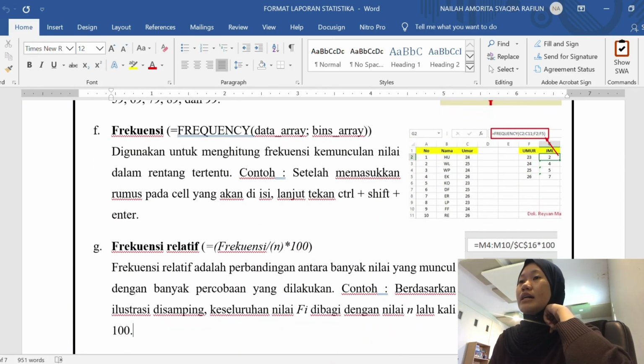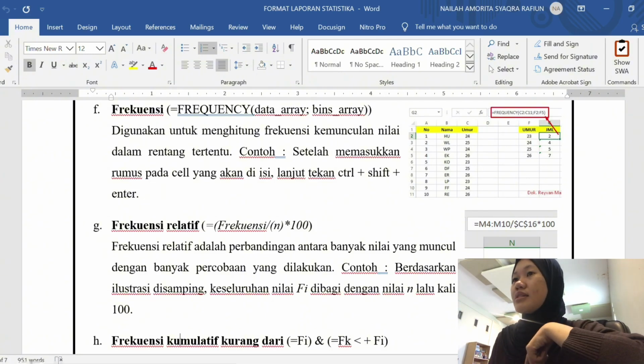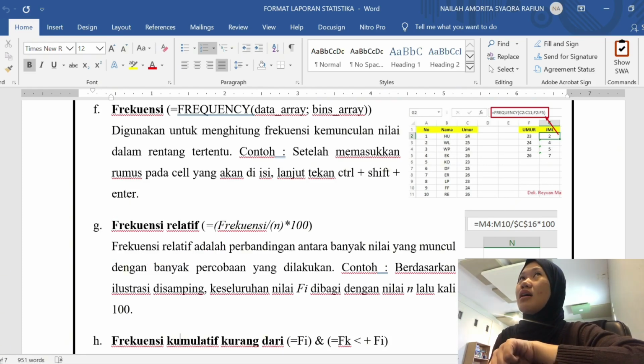Okay, the next formula is frequency. Frequency is used to calculate the frequency of occurrence of values in a certain range, and there are three types of frequency, including the first, relative frequency. Relative frequency is the ratio between the number of values that are equal to the number of trials conducted.